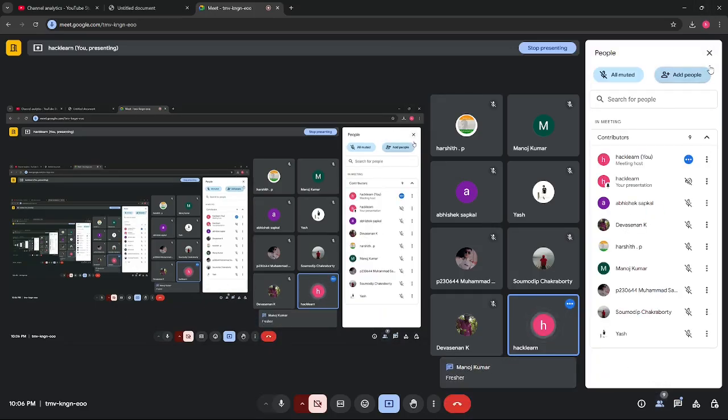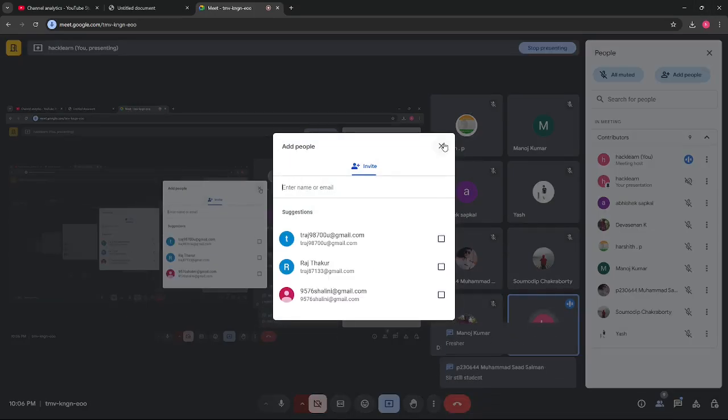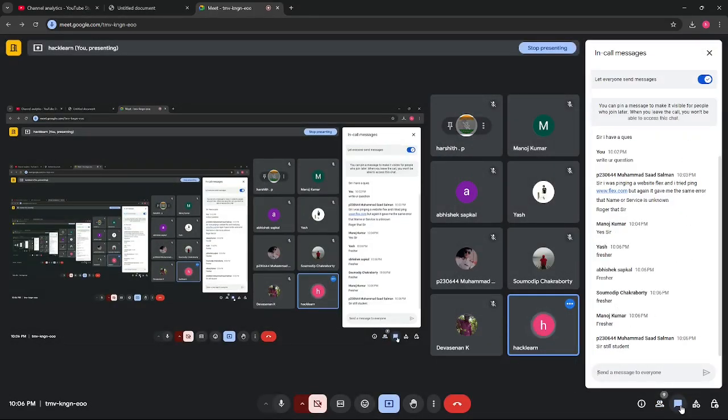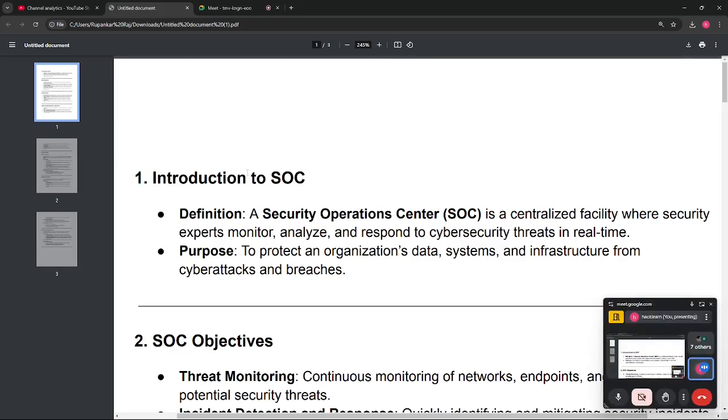Today, we will try to discuss more of the theory part, like what SOC is, how important it is, and what its roles are. Today we will also discuss a few of the important tools like Splunk and QRadar, and tomorrow we will start with Splunk. First we will be configuring and downloading Splunk, and then we will start working with it.